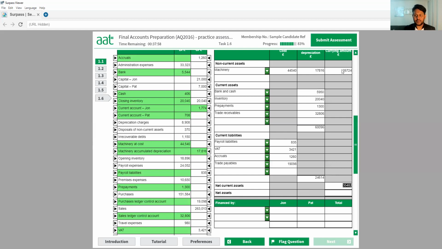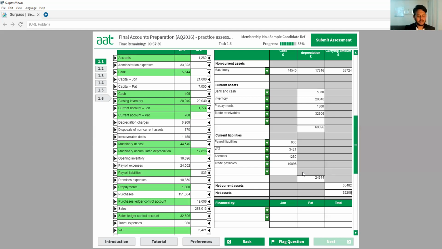Now the net current asset, if I add it with the carrying value of the non-current asset, that will give us the net asset. So let's do that. 35,482 plus 26,724. That will give us the net asset, and that is 62,206. That's my net asset.